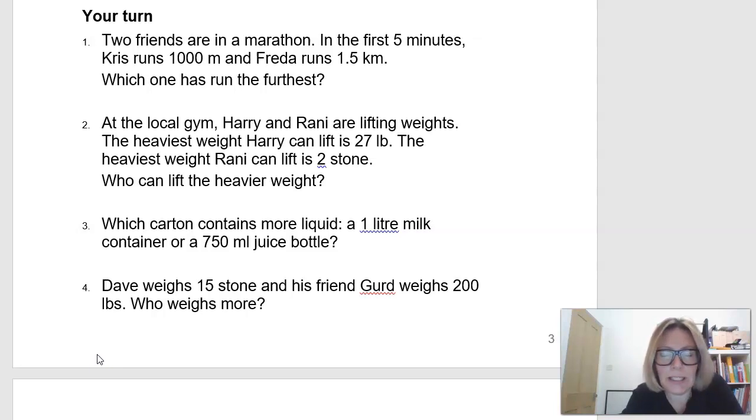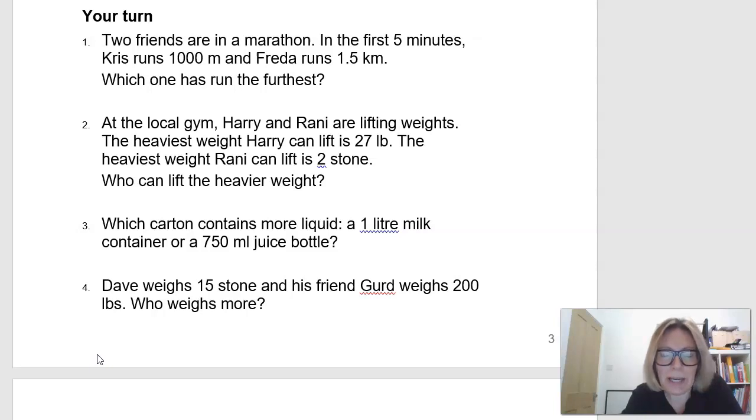Which carton contains more liquid? 1 litre of milk or 750 ml of juice bottle? Well, hopefully you know that there's 1,000 millilitres in a litre. So 1 litre is bigger than 750 millilitres. So the milk container can hold more liquid. Dave weighs 15 stone and his friend Gerd weighs 200 pounds. Who weighs the most?